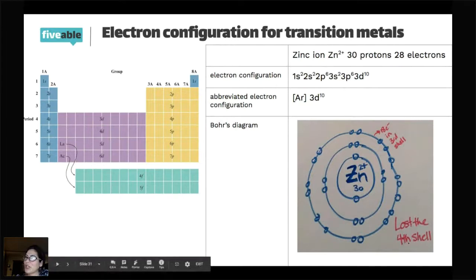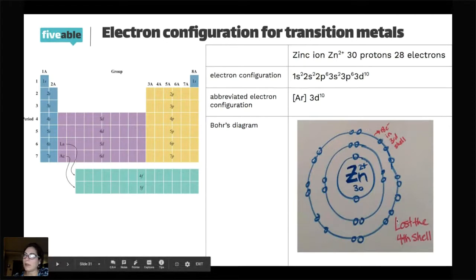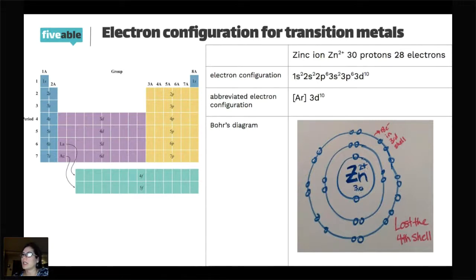So the 4th shell electrons would be lost to another ion, a negative ion that will accept them. And this would be the electron configuration for the zinc ion, with the 3rd shell complete with 18 electrons and the 2 plus charge because of the difference between the 30 protons and the 28 electrons.